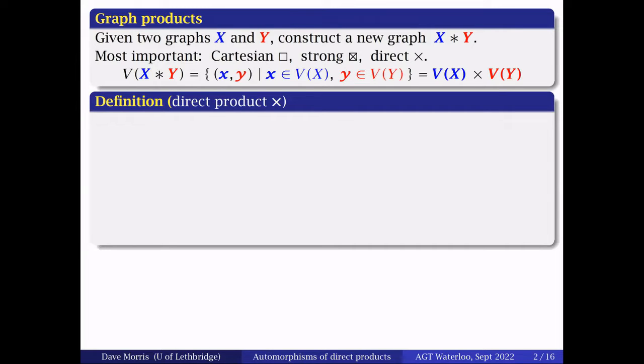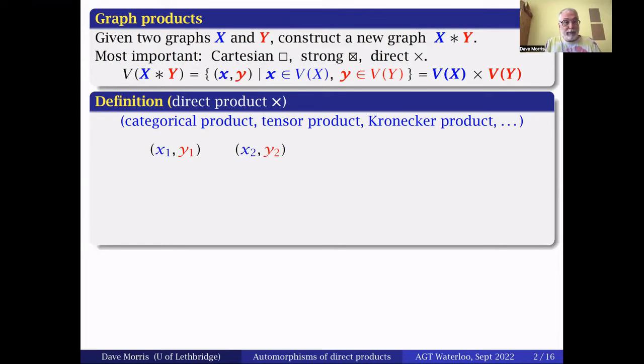So let me explain specifically what the direct product is, because that's what I'm talking about. It's also called the categorical product or the tensor product or the Kronecker product. And I think there are probably other names too, but I'll call it the direct product today. And here, remember, the vertices are ordered pairs. So if you have two ordered pairs, I need to tell you when to connect them by an edge in the direct product. And it's sort of the most obvious thing.